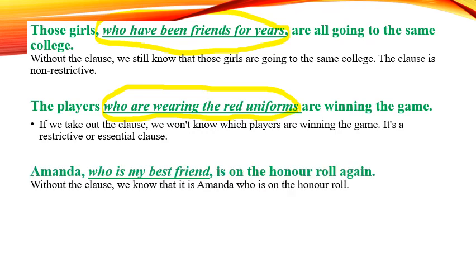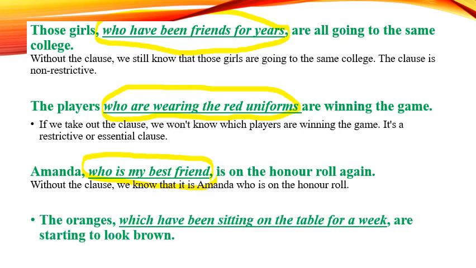Next, we have Amanda, who is my best friend, is on the honor roll again. Who is my best friend? You can say Amanda is on the honor roll without who is my best friend. In this case, this is the non-restrictive adjective clause. That's why we put 2 commas before and after it.